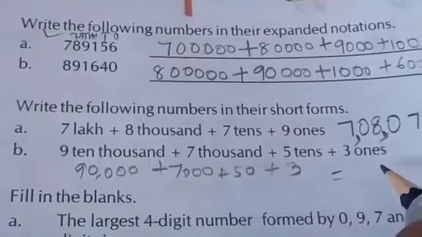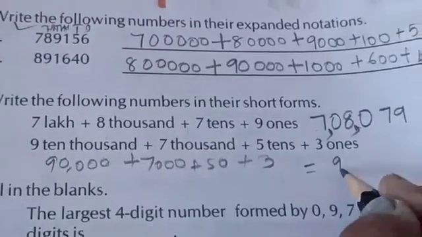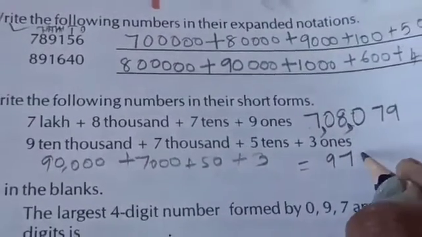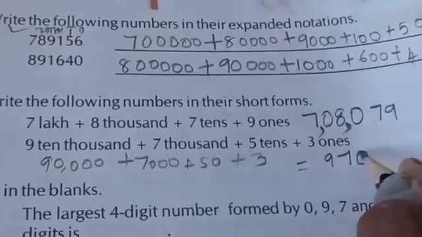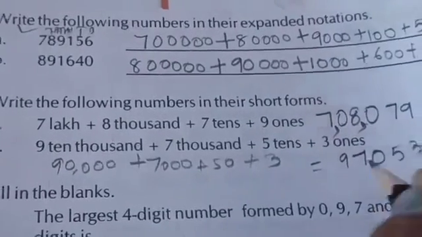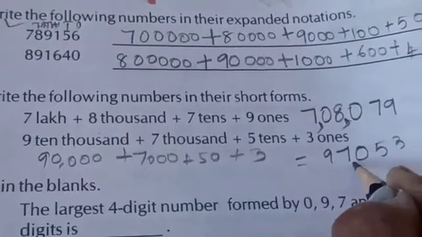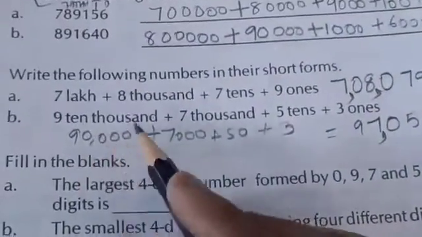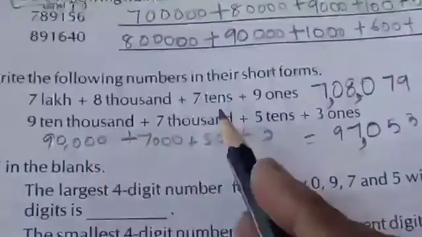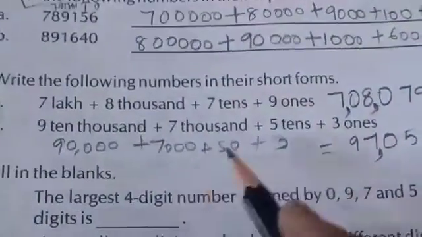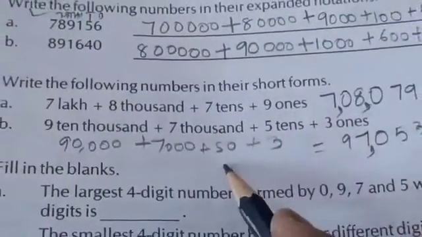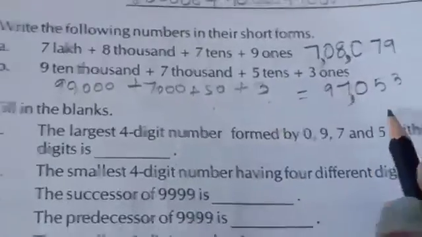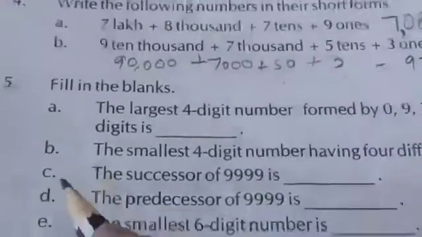What is the number here? 97,000. In the hundreds place they did not give any number, 0 here. 53. 97,053. Okay, now 10,000s are 90,000. 7,000s are 7,000. And 5 tens is nothing but 50. 3 ones is 3. Okay, now next one is fill in the blank.